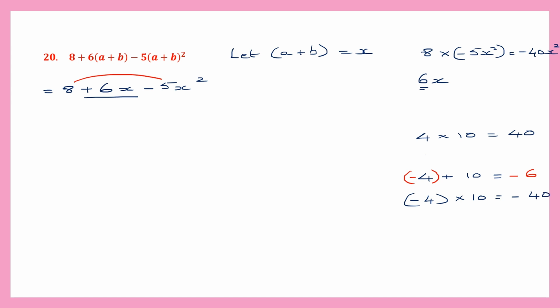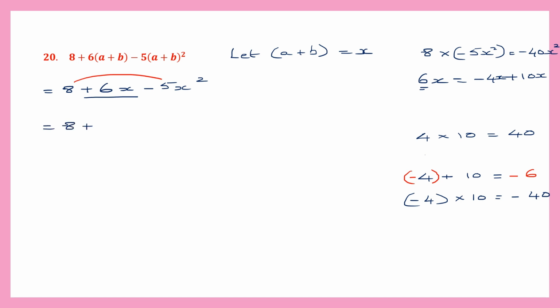So can you see? We can take minus 4 and 10 to split this 6x, so that when we add we get minus 6, when we multiply we get minus 40. So let's split this up and write it here. This becomes minus 4x plus 10x. First let's write 8 as it is. So this is 8 and plus 6x.